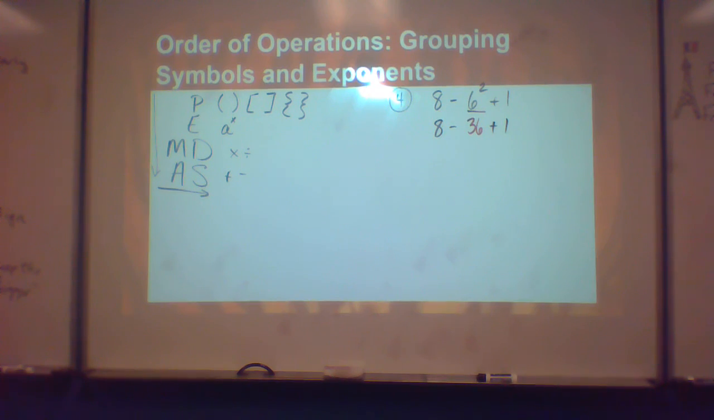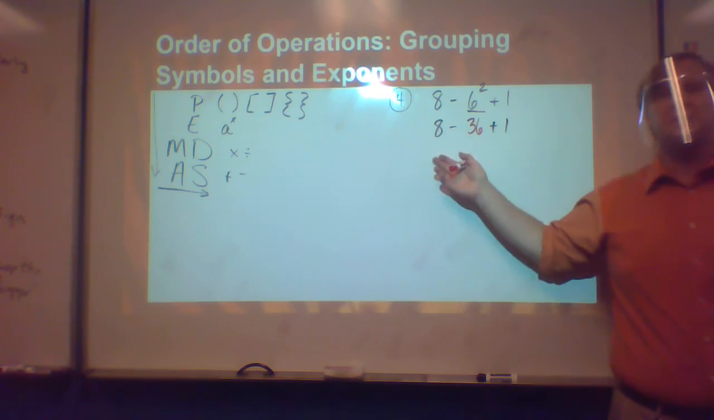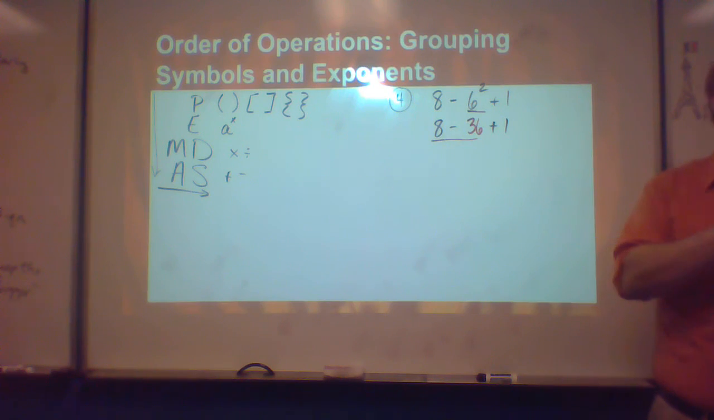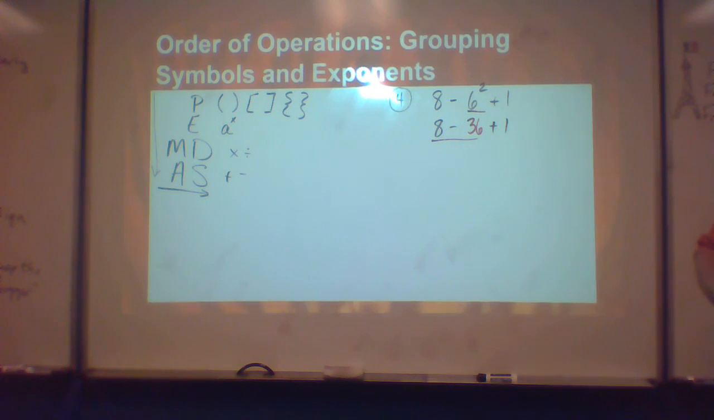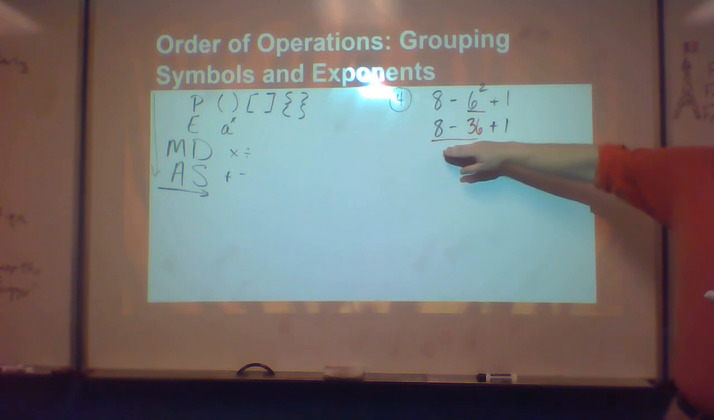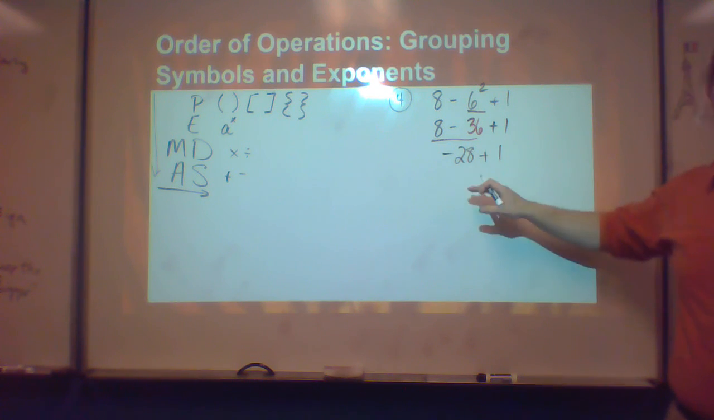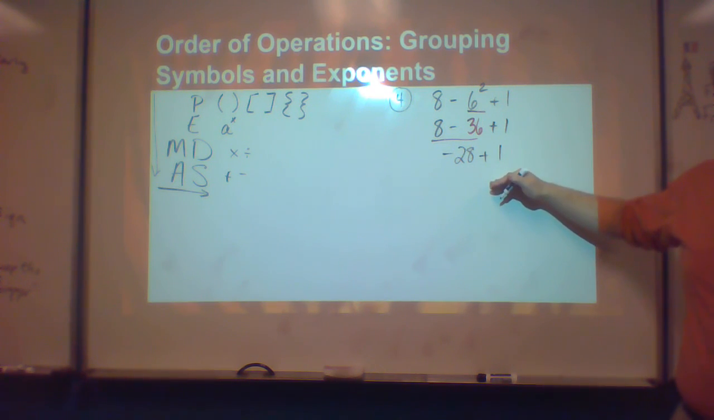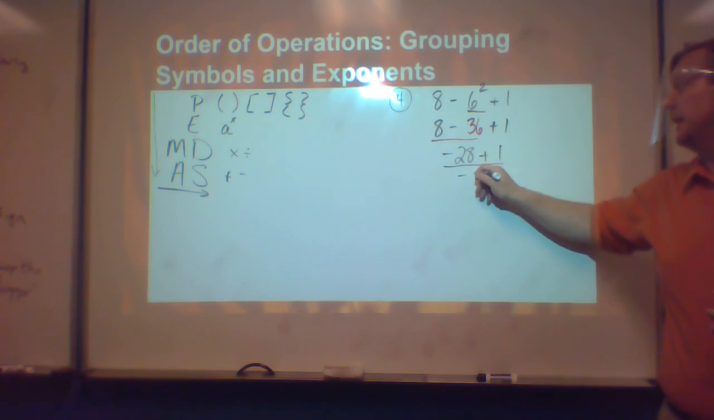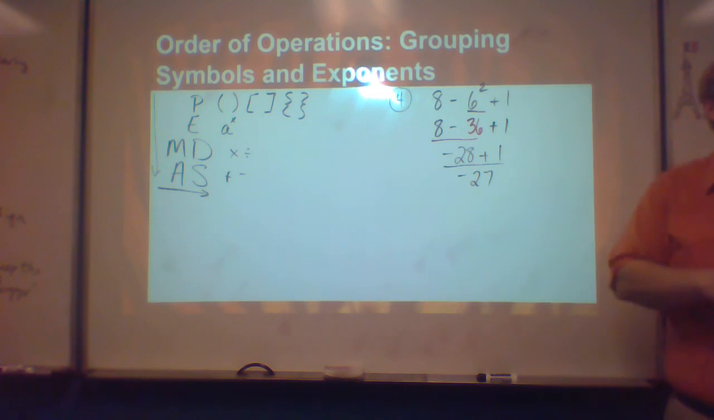Exponents aren't that bad. Now, do 8 minus 36. We just go in that order. How much is that going to be? Make sure you follow the rules. Nate? Negative 29. You're close. Just this part. Negative 28. And then plus 1. What is negative 28 plus 1? Seth? Negative 27. Okay, that's exponents.